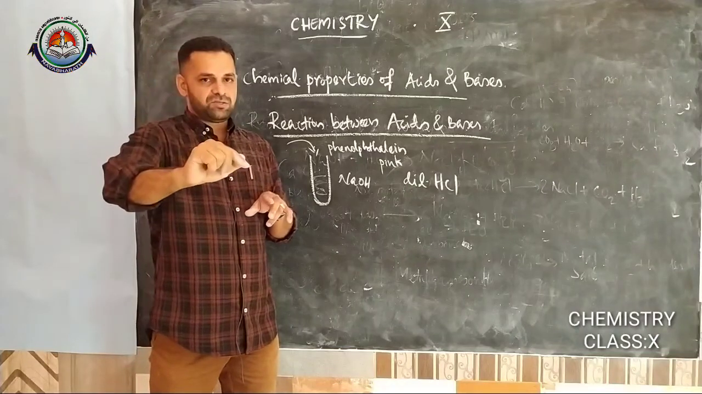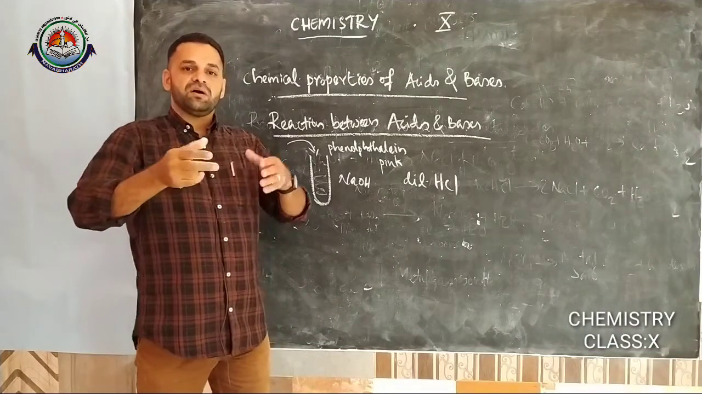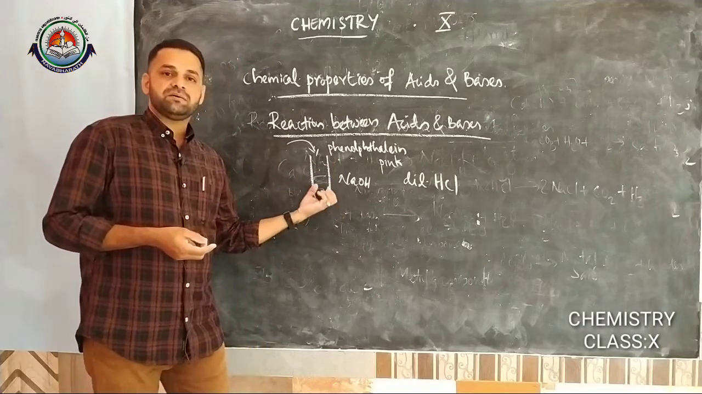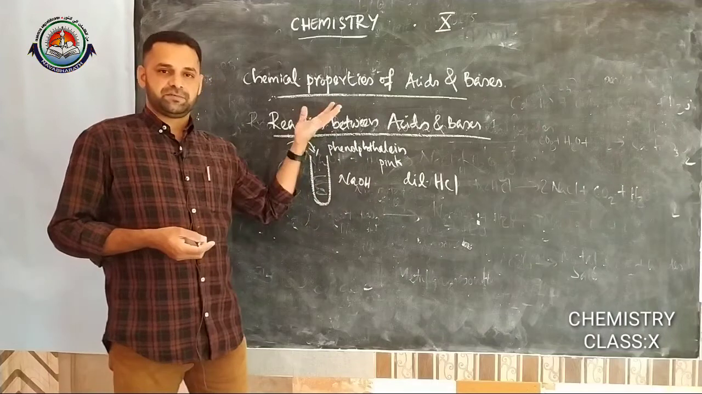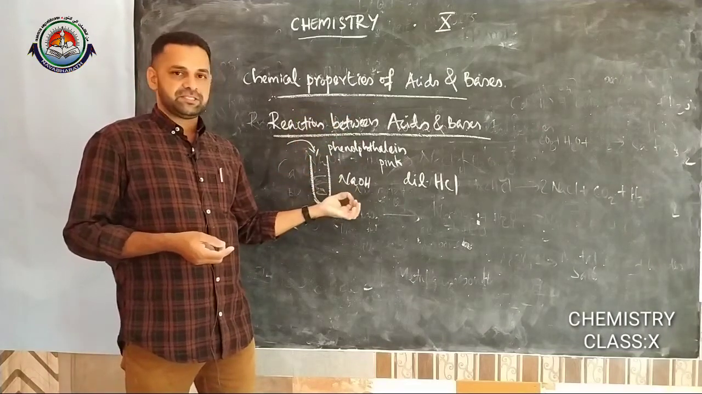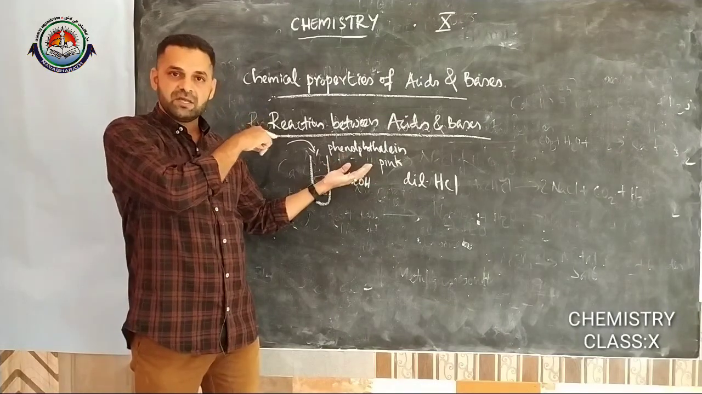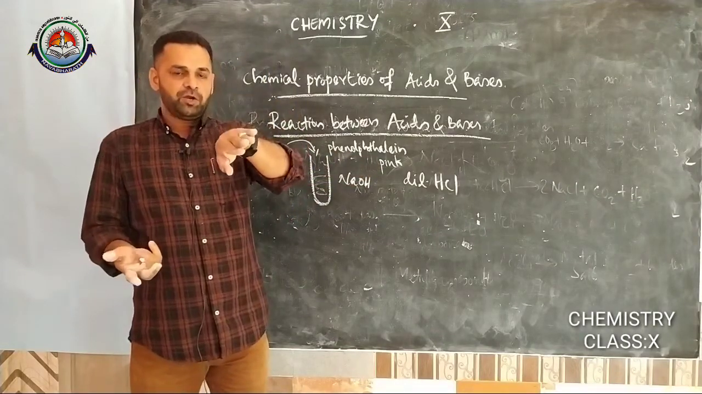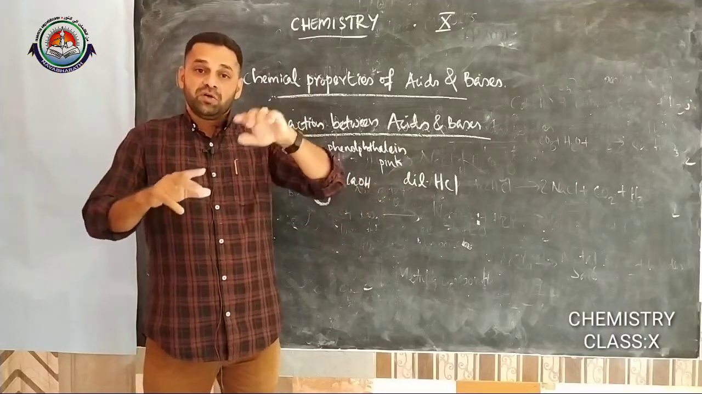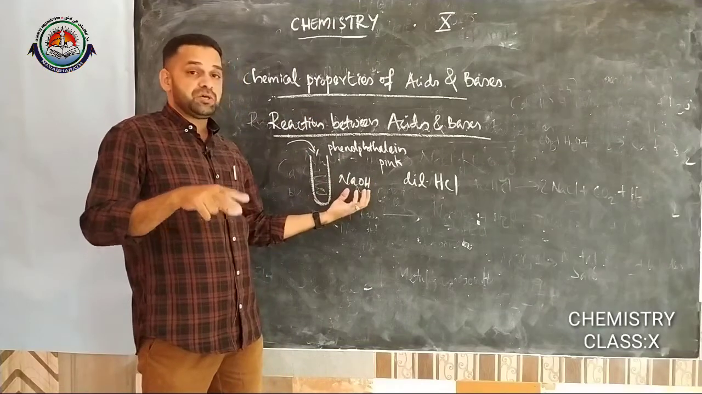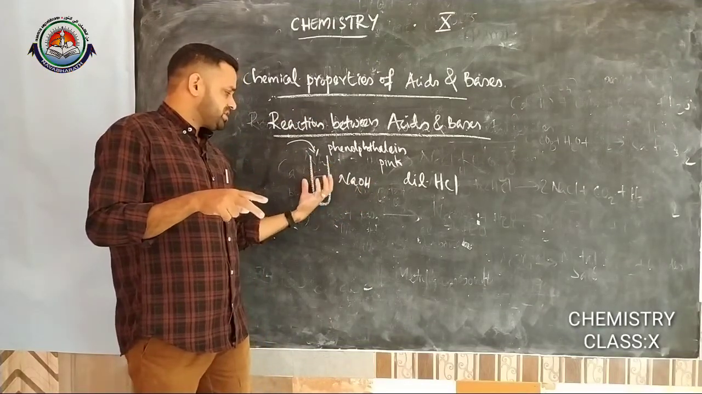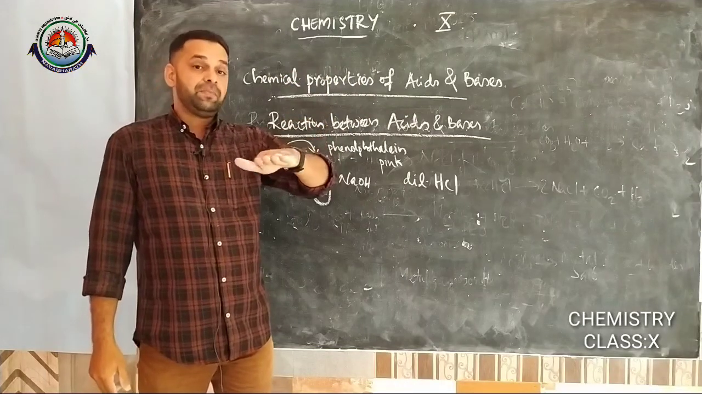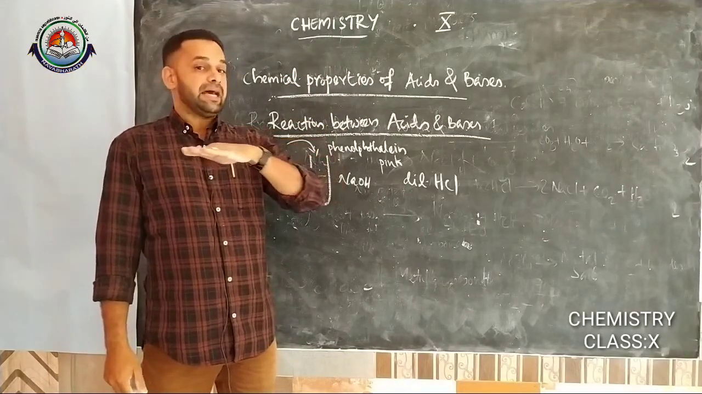Again, if you are adding sodium hydroxide, at that time the pink color reappears. Why? Because at that stage the reaction mixture becomes basic in nature. When it is basic in nature, the phenolphthalein indicator turns that mixture into pink color. And again, if you are adding dilute hydrochloric acid, again it disappears. So the reappearance of pink color is due to the reaction mixture turning to basic medium. And when it becomes colorless, it may be acidic or neutral stage.